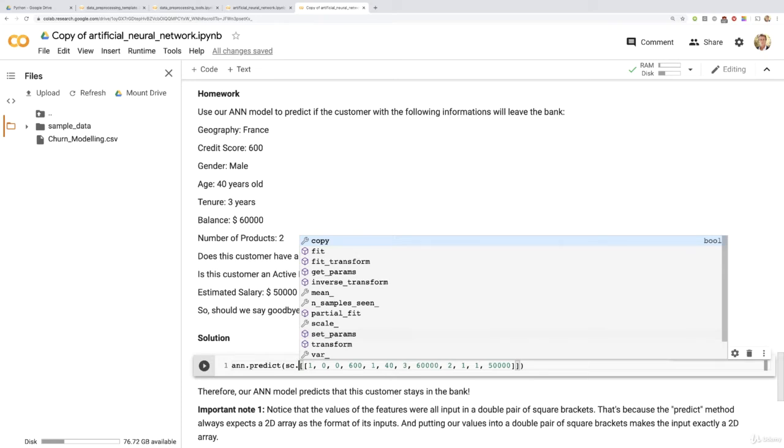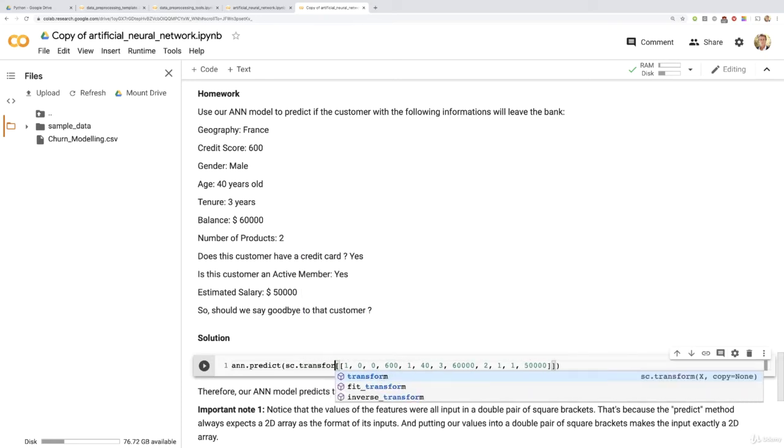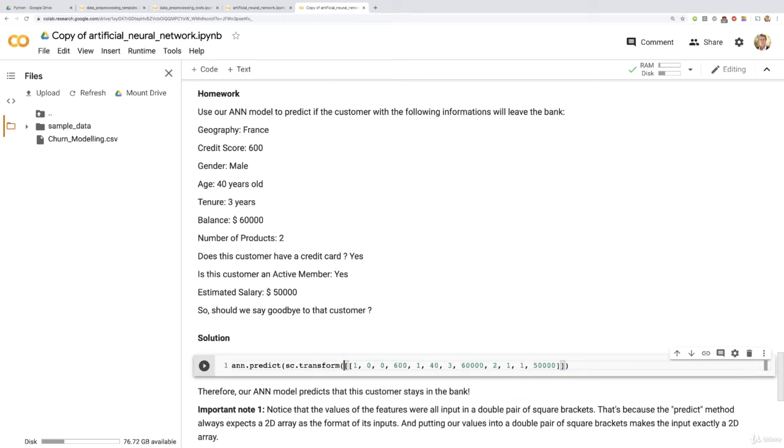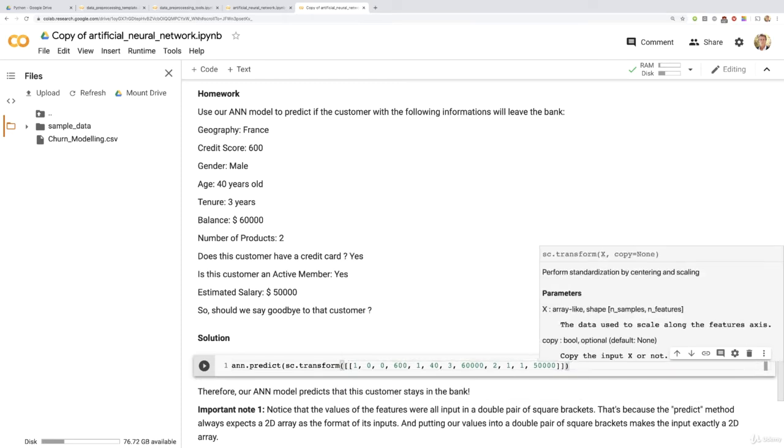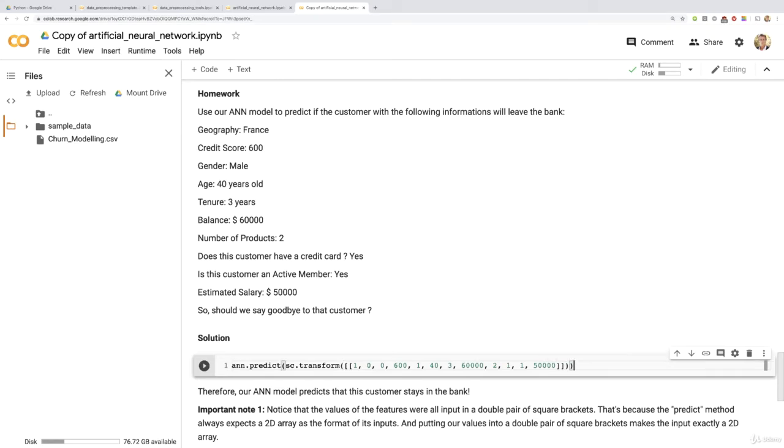And that's what we're going to call here, transform, there we go, which has to take as input the whole observation in these double pair of square brackets. All right? Perfect. Good, good, good. So basically that's it. Now we can run that cell. Now we can get our prediction.